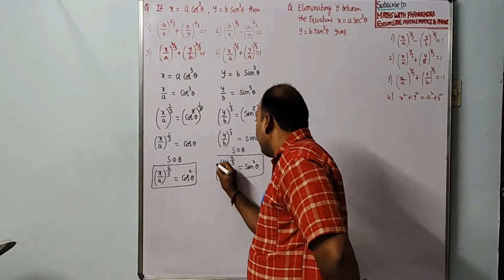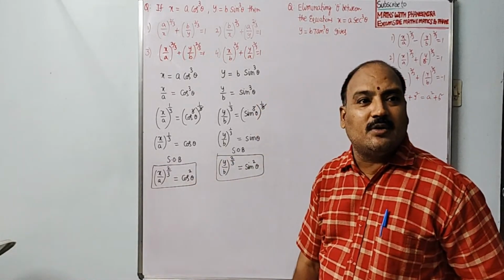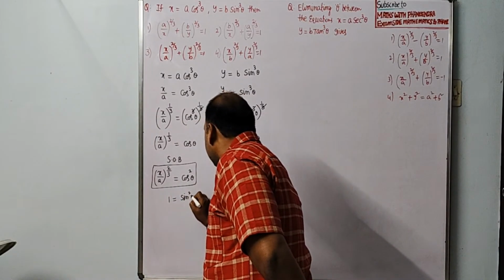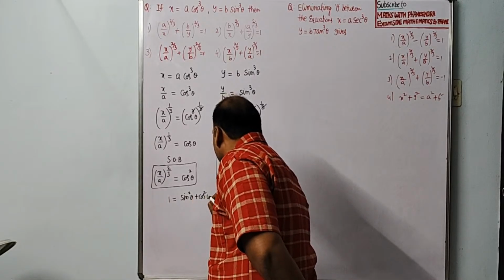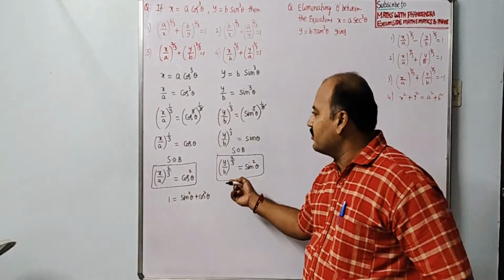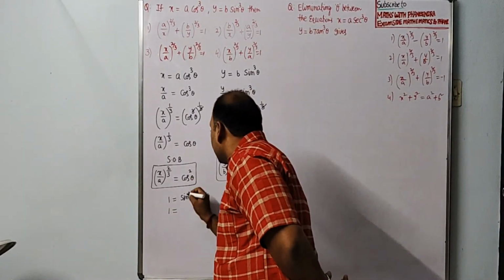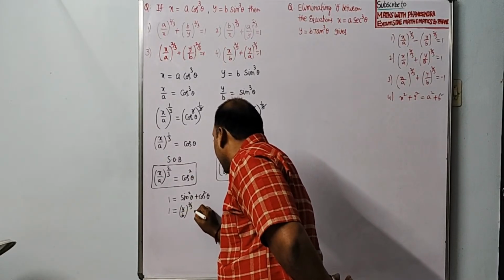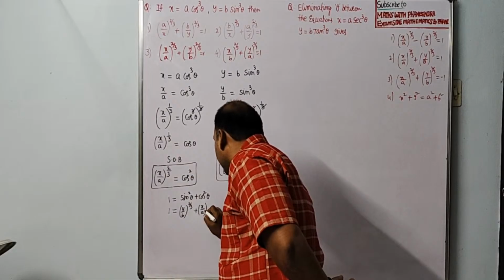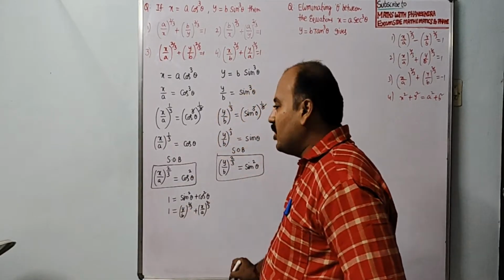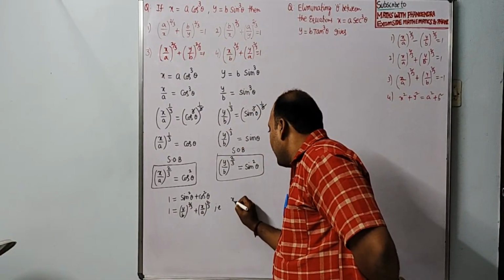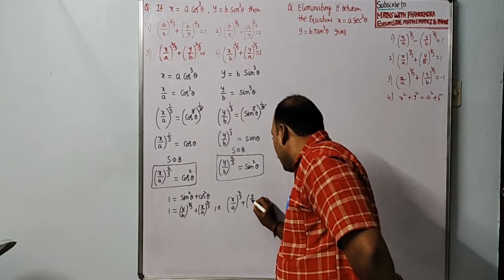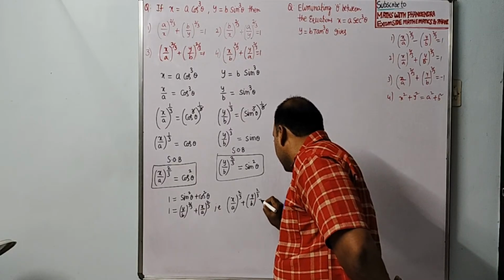What is the relation between sin square theta and cos square theta? 1 is equal to sin square theta plus cos square theta. So in place of sin square theta and cos square theta, substitute. So 1 equal to y by b whole power 2 by 3 plus x by a whole power 2 by 3. Write in order: x by a whole power 2 by 3 plus y by b whole power 2 by 3 is equal to 1.